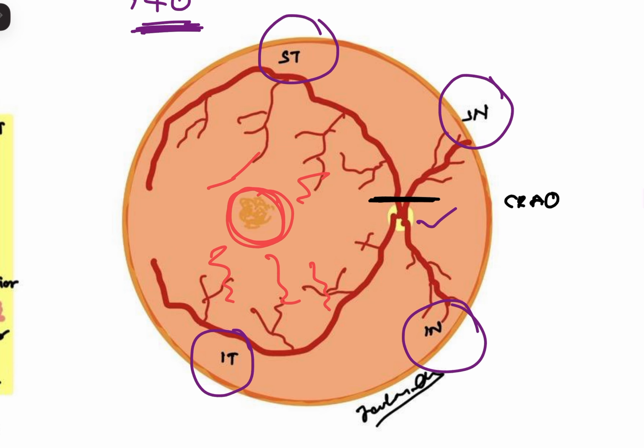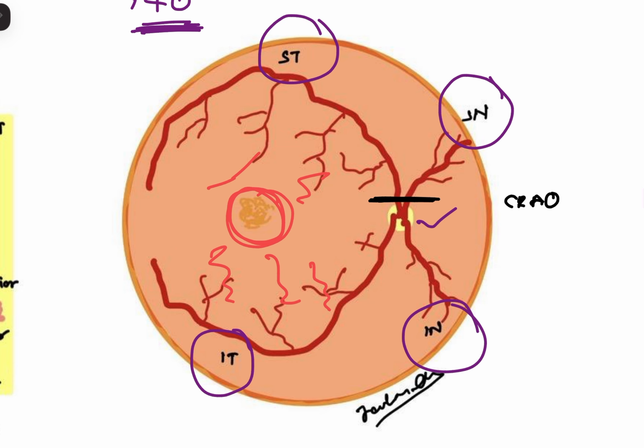So you got pale retina first, then marked arteriolar narrowing. Next, what do you see? Next, you will see the veins. The veins will also become narrow, but not as much as arteries. So you can call it mild venous narrowing.